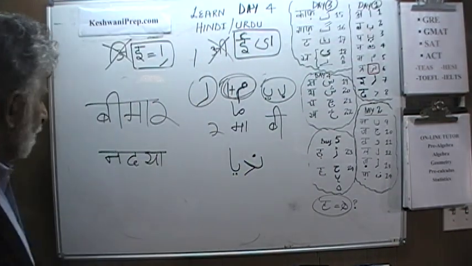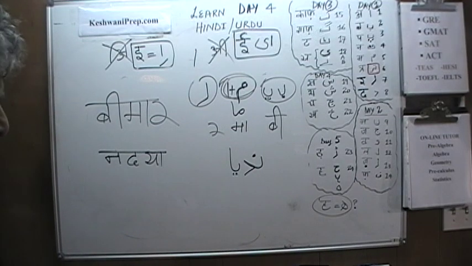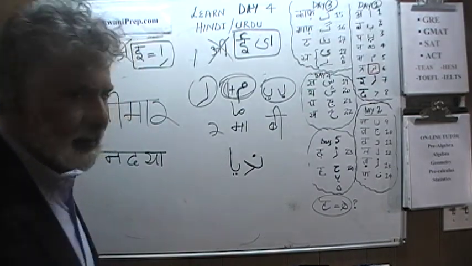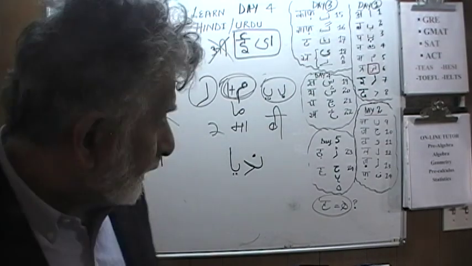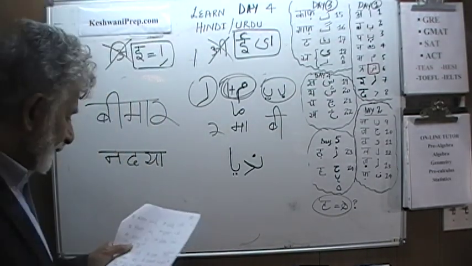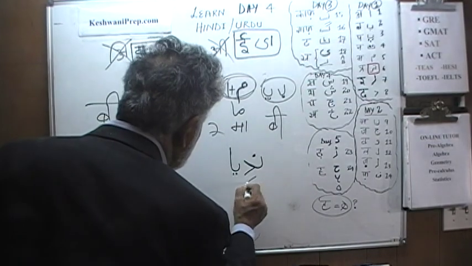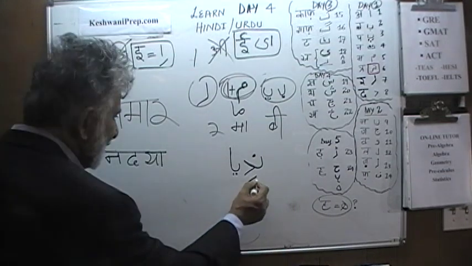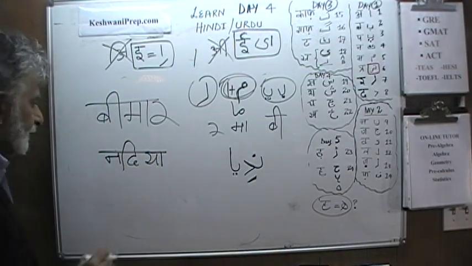It only has the Aki matra. That's the first problem. It only has the Aki matra, the alif here. Not only that, but it's not a word. Nadia is not a word. Nadia is a word. Nadia is in river. Nadia. Choti ki matra. Nadia.